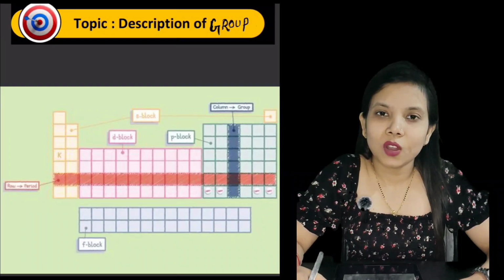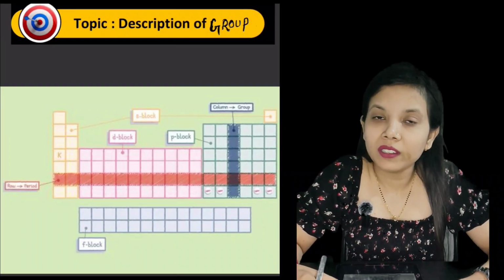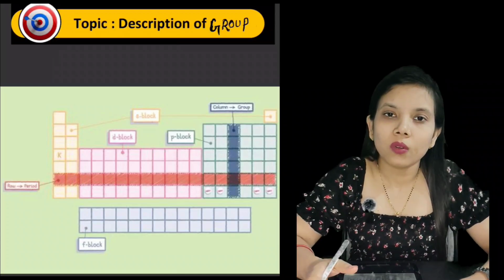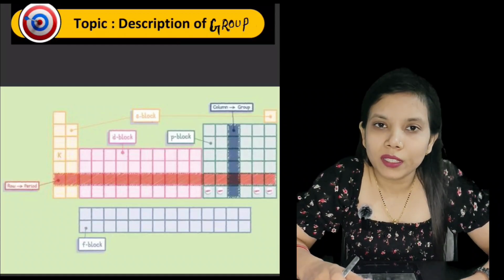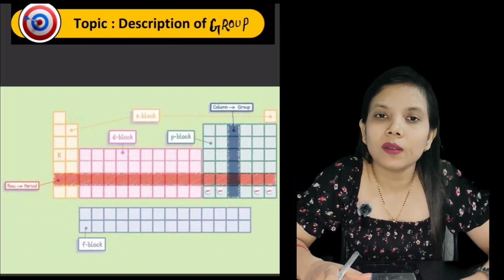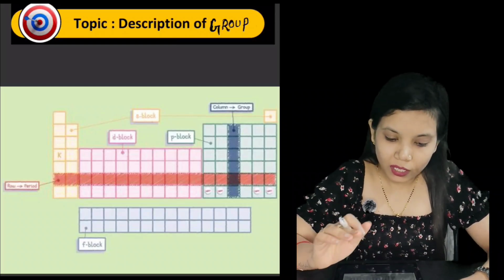So students, till now we have studied the description of period. Moving to the next topic, which is description of group. Now, as you all know, in the periodic table, you have seen there are some vertical columns, right? So these vertical columns are called group. I can show you here.